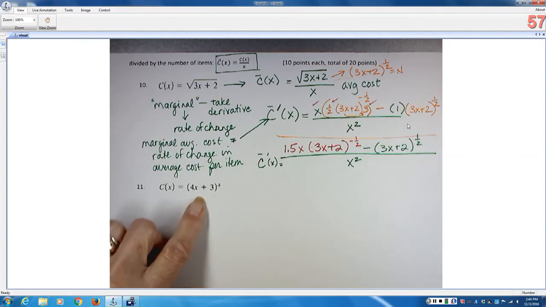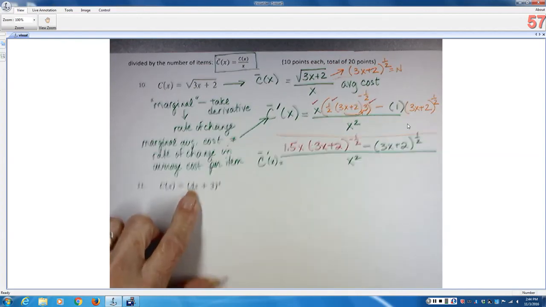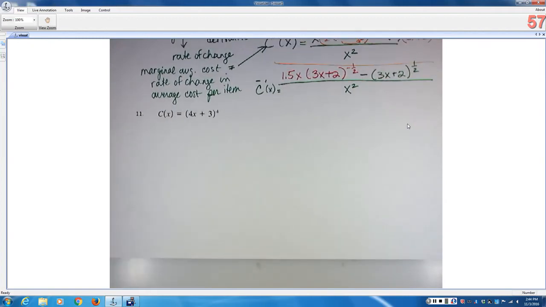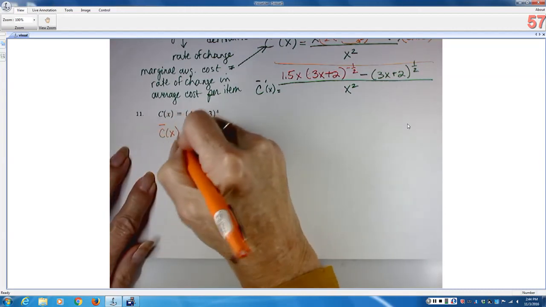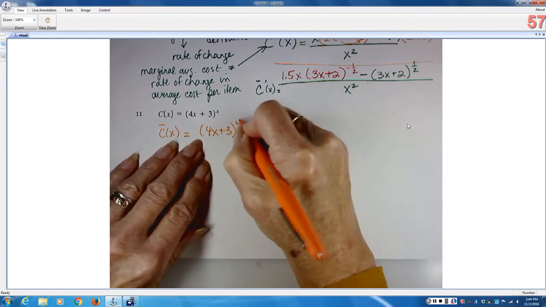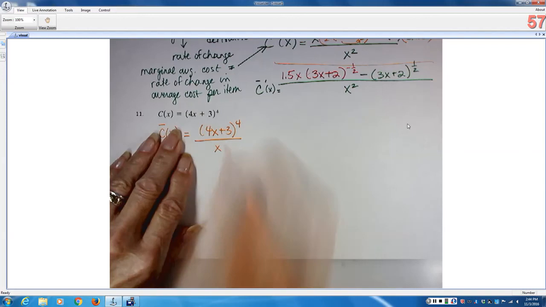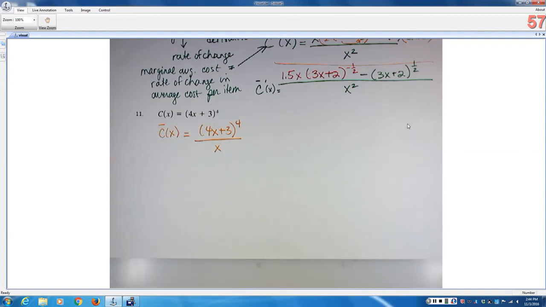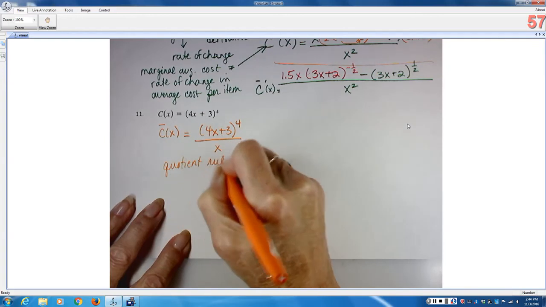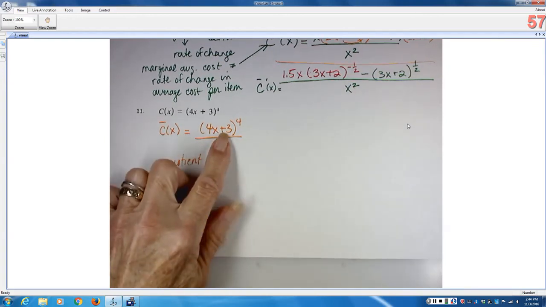And then C of x is 4x plus 3 raised to the fourth power for the next one. So we need to find the average cost function. That means first thing right out of the gate, find C average of x. And that's going to be 4x plus 3 to the fourth power over x. And then you'll need to take the derivative of that, exactly the same way we took it up here. It's a quotient rule. And the derivative of your numerator is going to involve the chain rule.